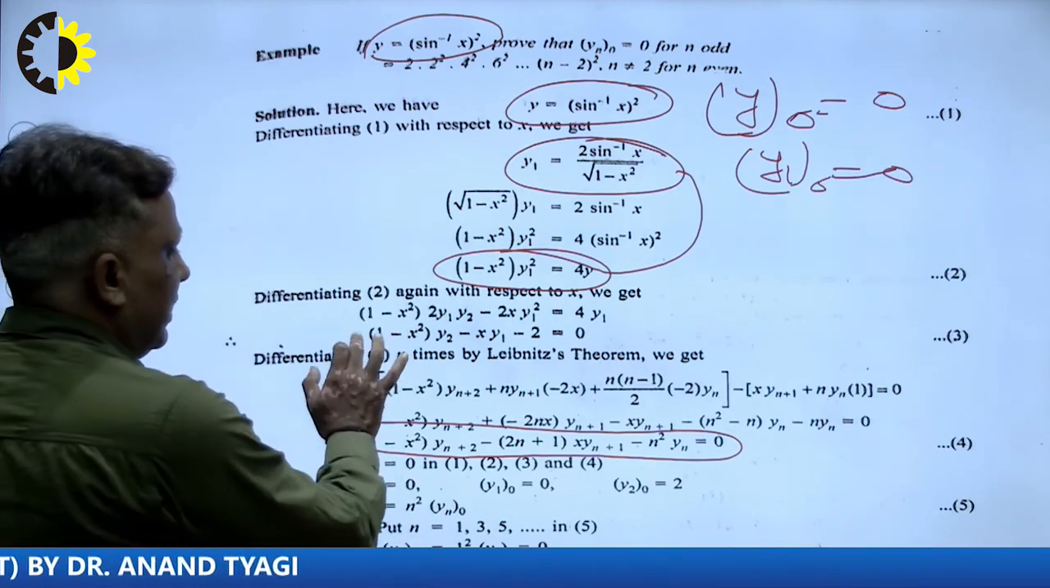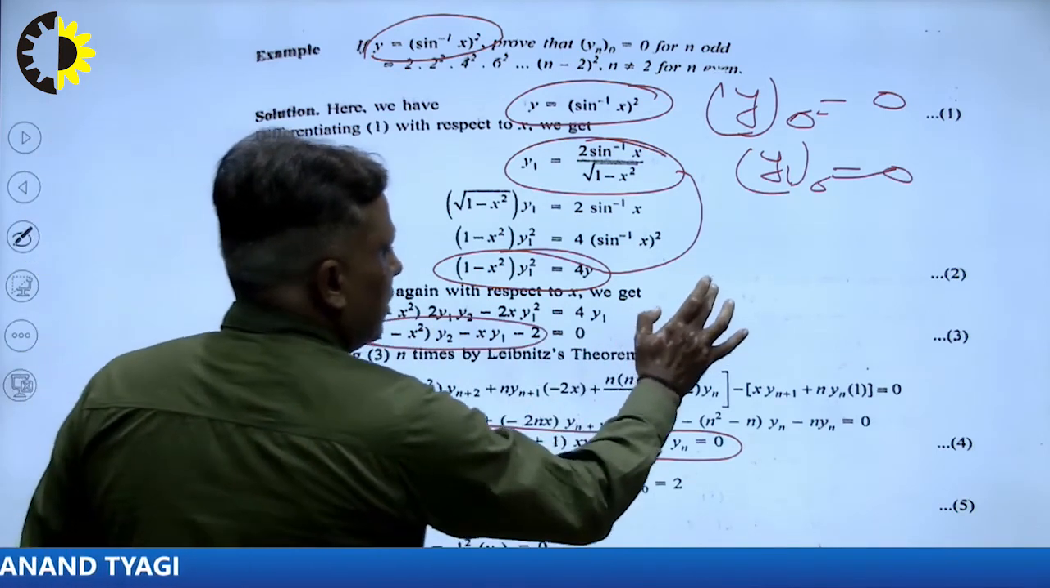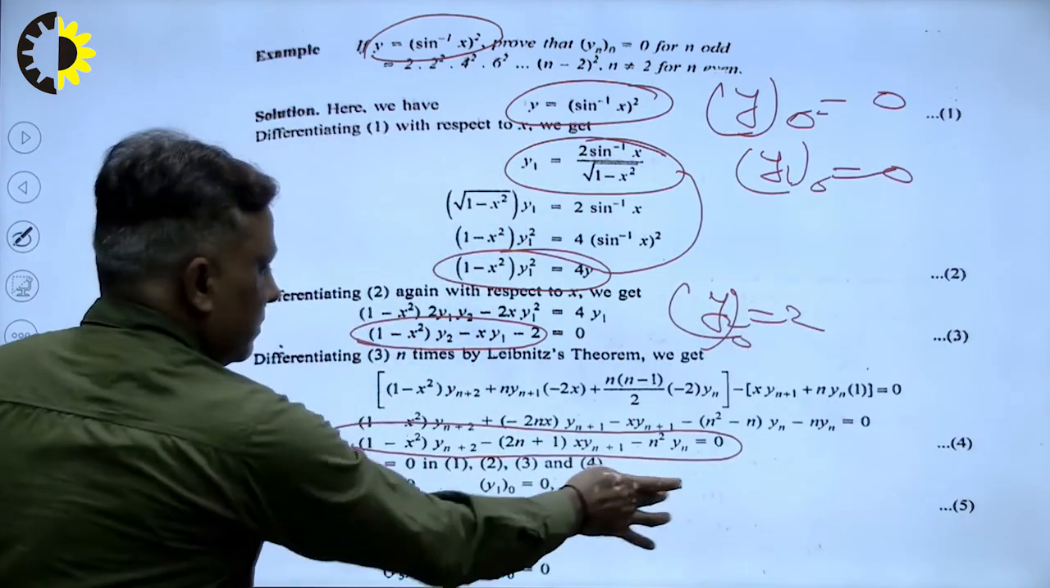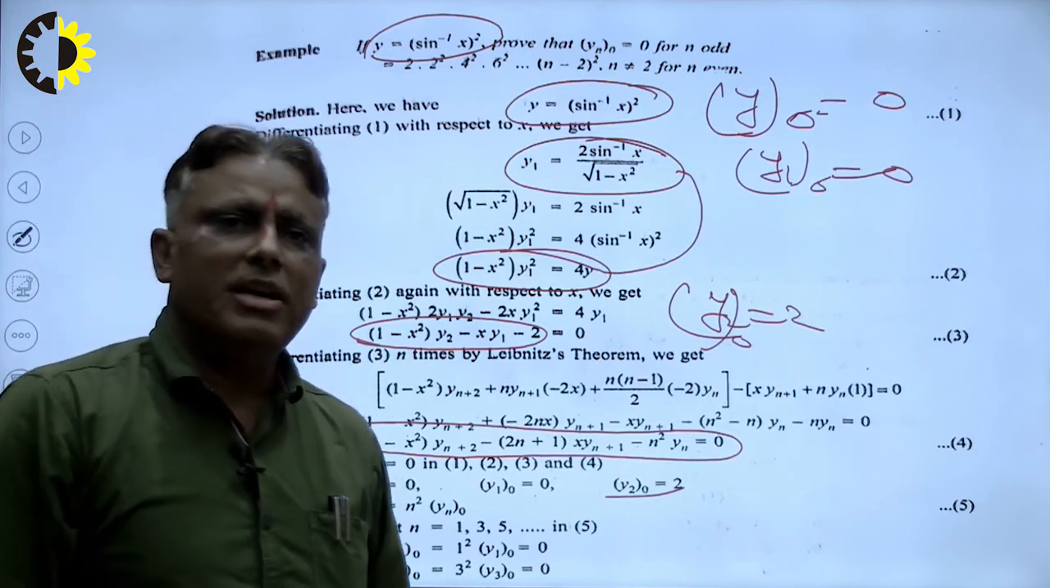Suppose I want to calculate here what will be the y2 0. So I calculate y2 0 will be 2 here. So I write here 2, right. In this way we can find out each and every problem.